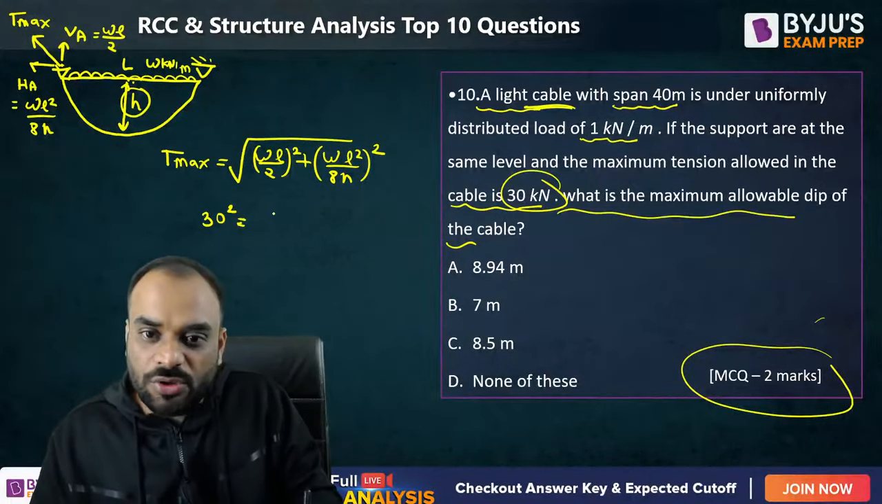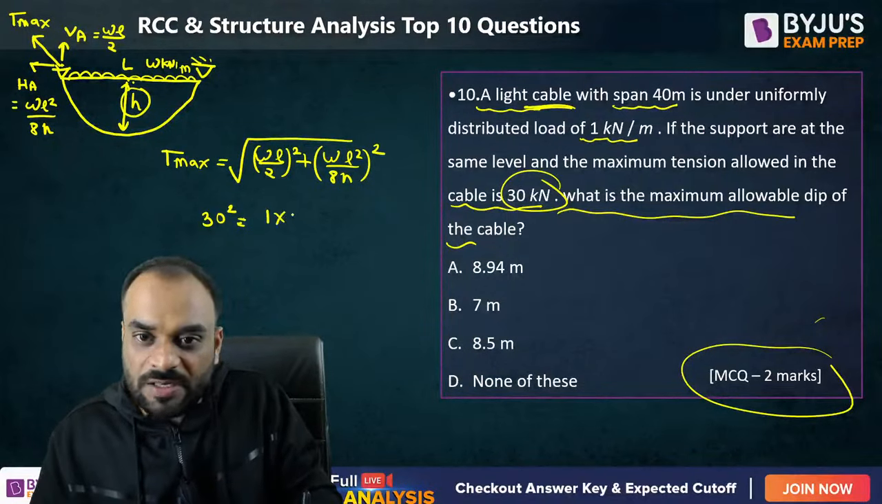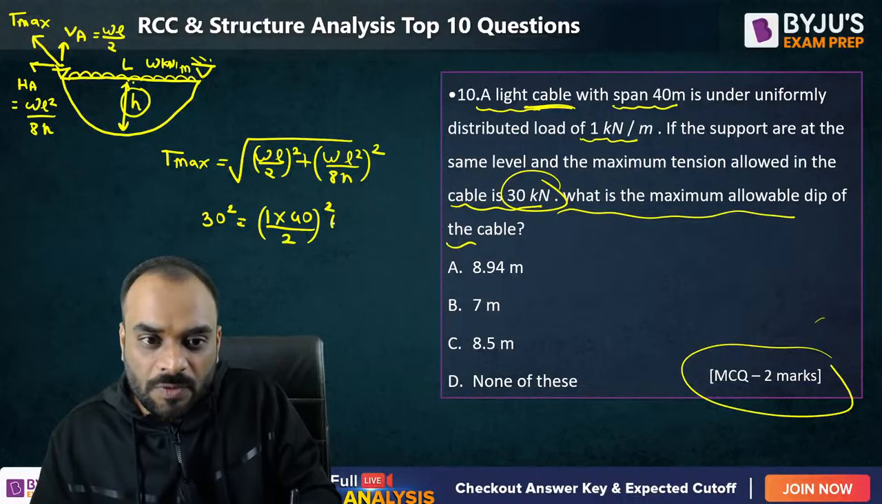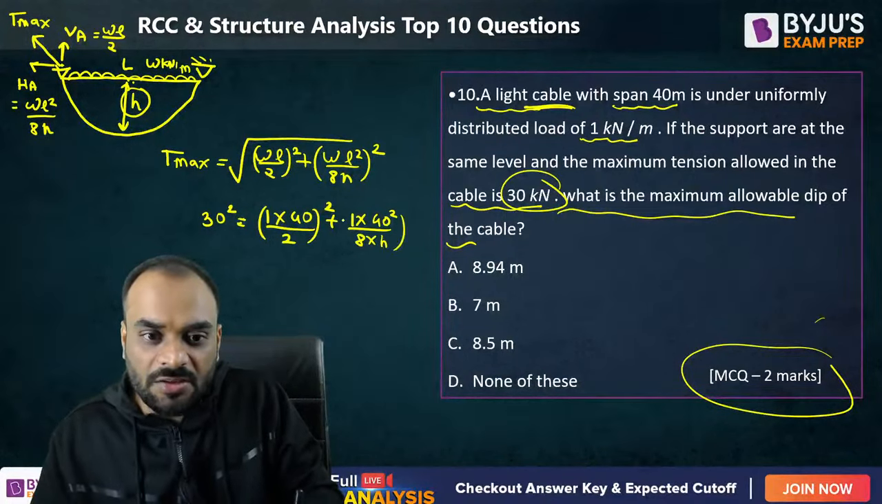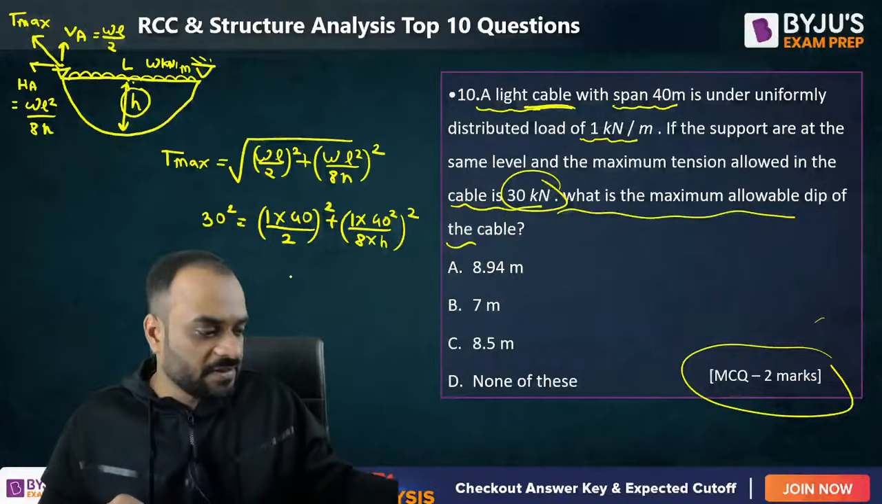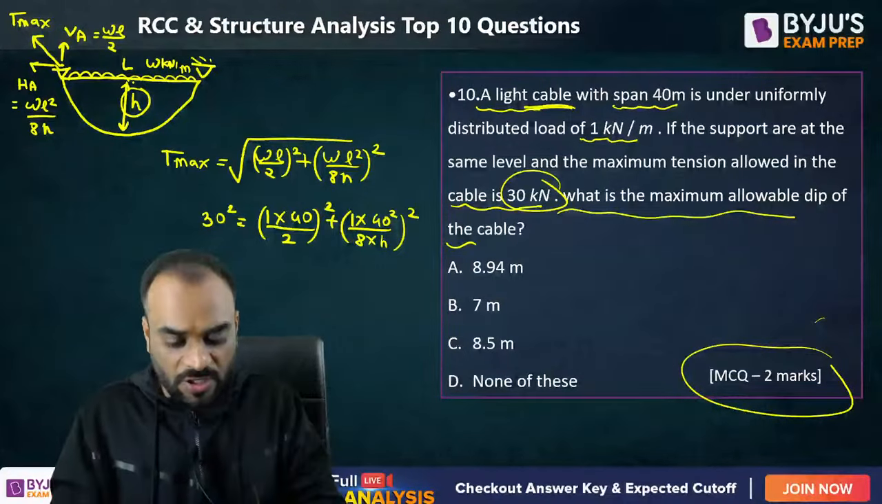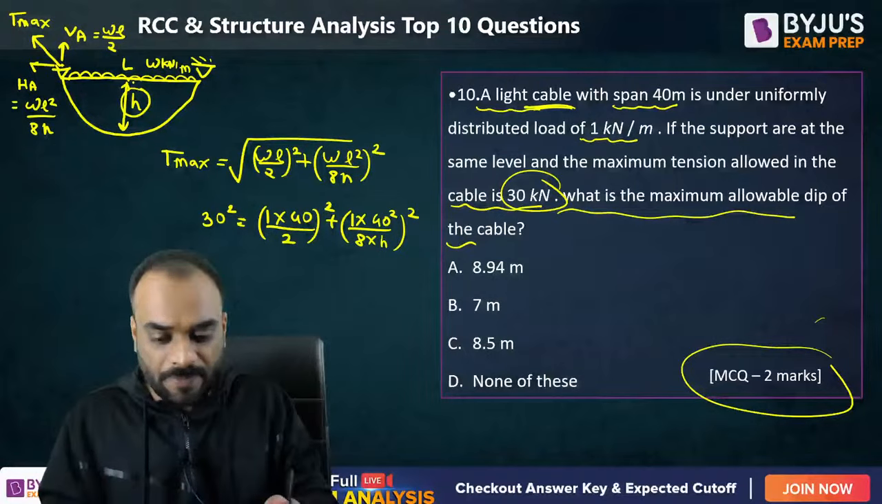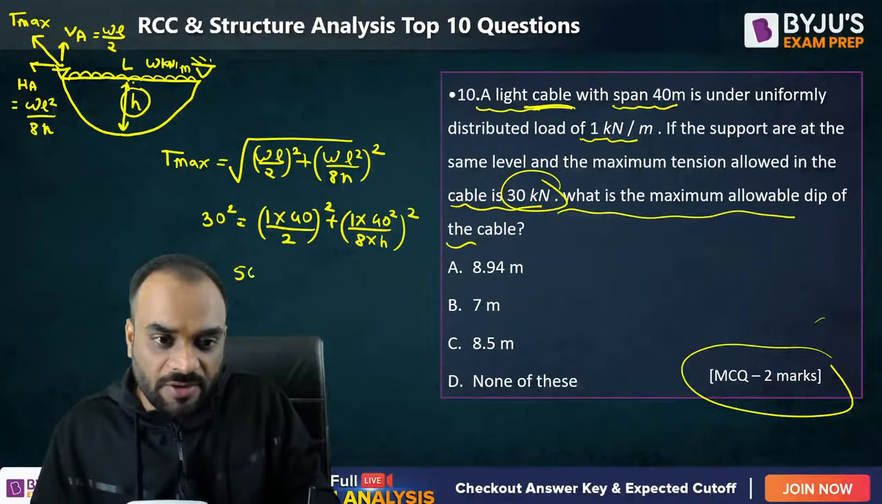So WL by 2, W is equal to 1, span is 40 divided by 2, again square, plus W is 1, L is 40, 40 square divided by 8H and again whole square. If you solve this, how much are you getting, guys? Kindly check it. So 30 square minus 20 square, this value is coming around 500.